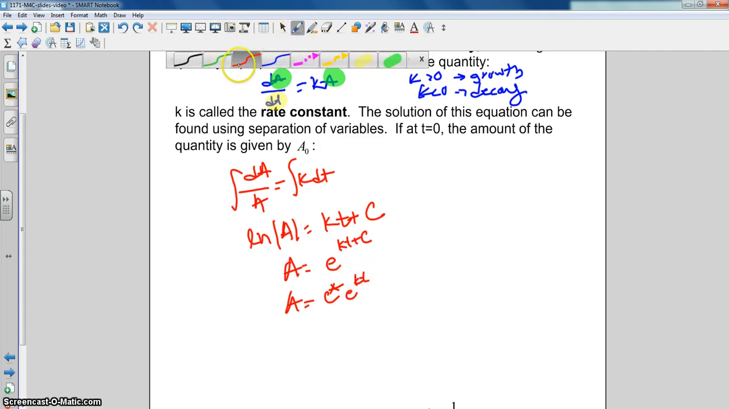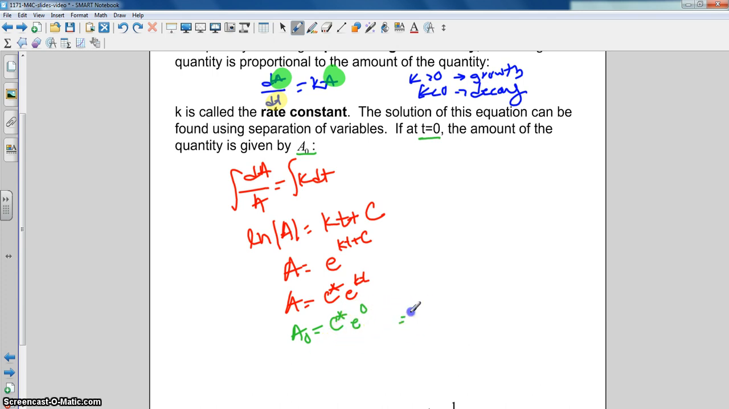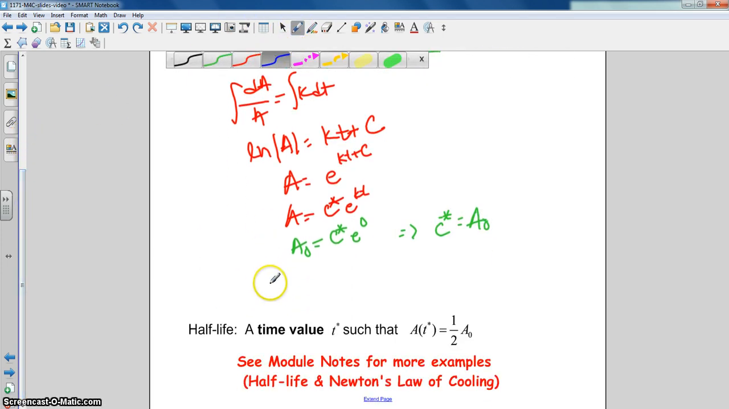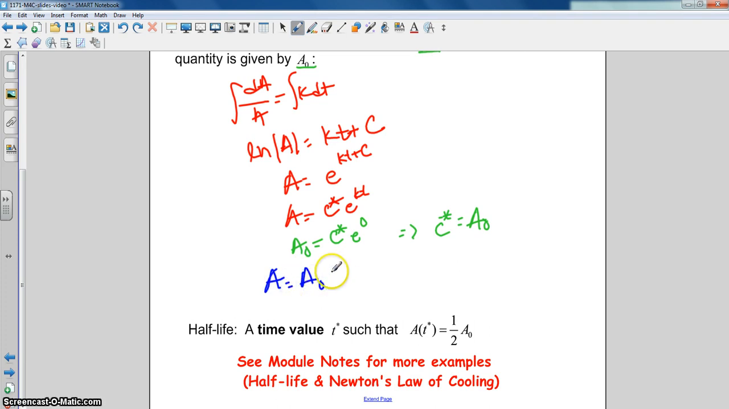Alright, but there's one more condition that we have to satisfy. At time 0, the quantity is given by A naught. So solving this, A naught is equal to c star e to the 0. E to the 0 is just 1, so that means c star is equal to A naught. And thus, our solution to this differential equation is A is equal to A naught e to the kt.